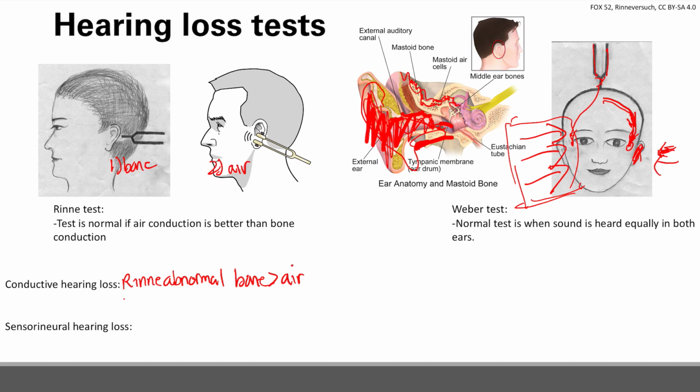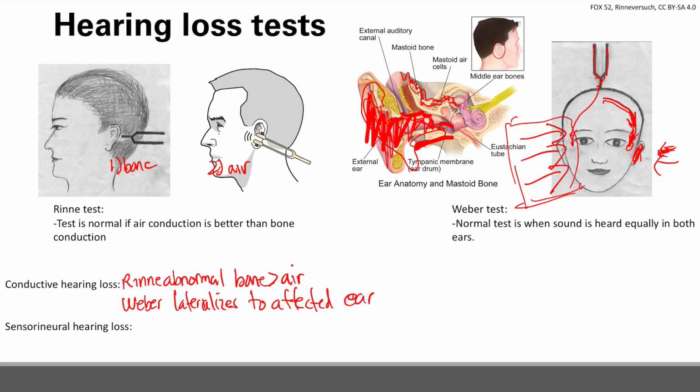So in the Weber test, Weber lateralizes to which side? It lateralizes to the affected ear. I hope you can understand that. Again, it's because there's less ambient sound going to that affected ear because you have conductive hearing loss. And so that tuning fork, which is going to go straight to the inner ear, is going to sound louder on the affected ear. Okay, next is sensory neural hearing loss.